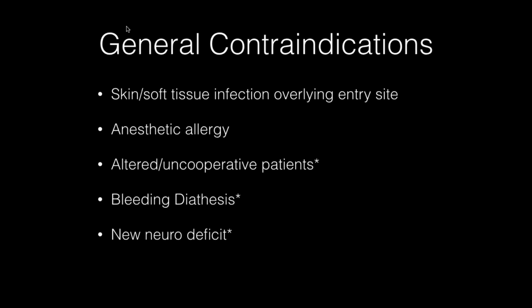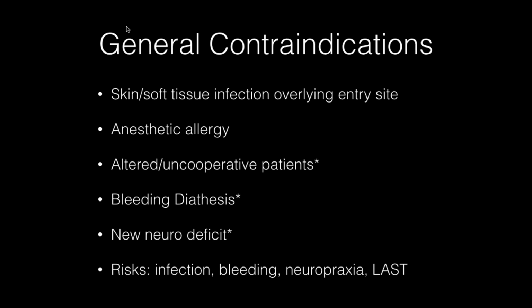And then a new neurologic deficit. This could include a subtle neuropraxia, which may be due to the fact that they have a fractured or dislocated extremity that you need to reduce in order to improve this situation. I feel like as long as you are carefully documenting the pre-block neurologic exam, this may not be a hard and fast contraindication, but certainly should be discussed with consultant services, including orthopedics.